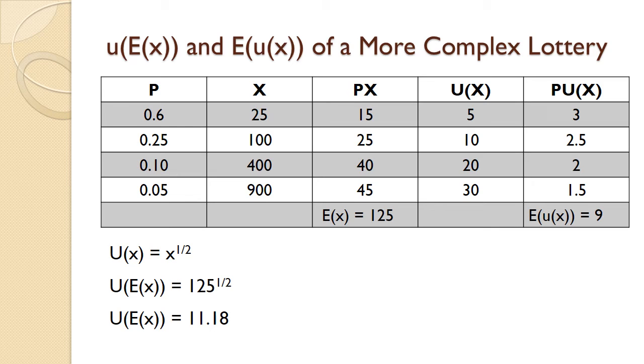An expected utility equal to 9 means that if the gambler were to play this lottery over and over again, her average utility level per play would be 9. We can see that in this lottery the expected utility is less than the utility of the expected value. In other words, this gambler would get more utility out of a guaranteed payoff of $125 than she could expect to get by playing this lottery. Therefore, as with the coin toss lottery, she would prefer the guaranteed payoff.